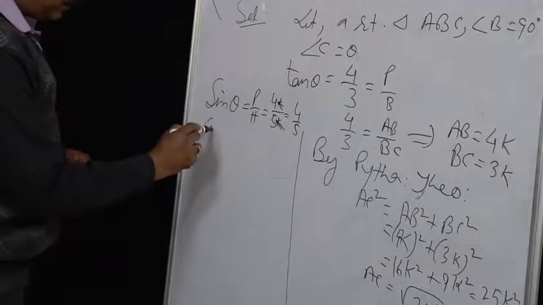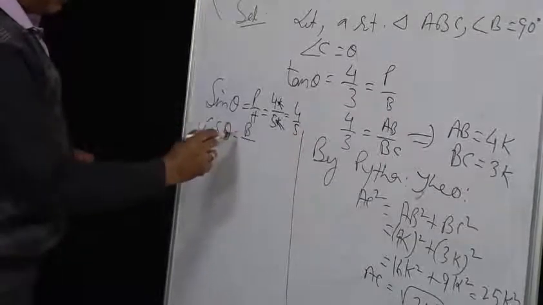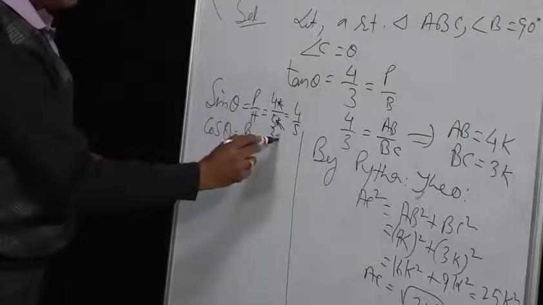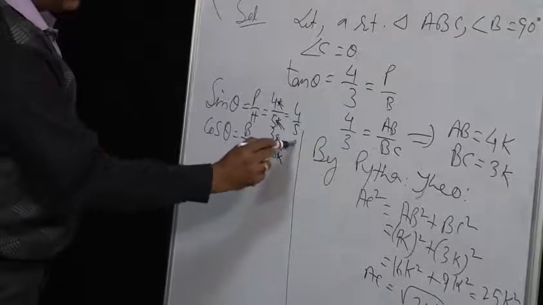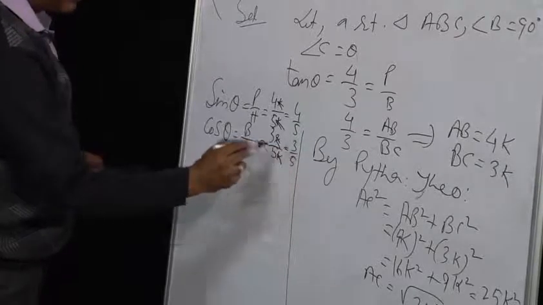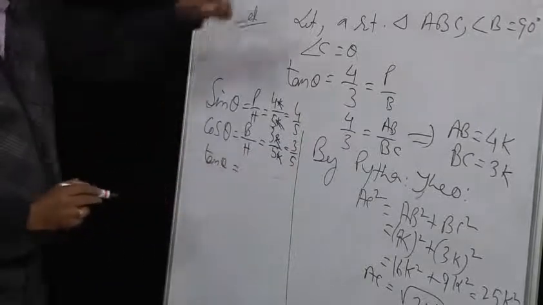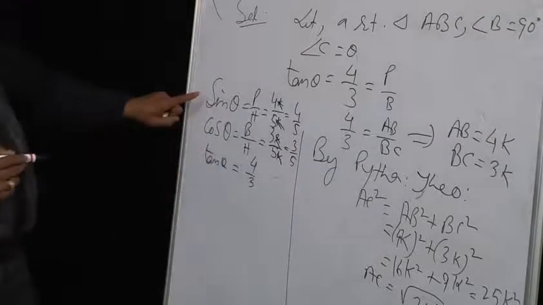Then all the T ratios we already discussed. Cos theta: base is 3K, hypotenuse is 5K. So K cancels, we will get 3 by 5. Then tan theta, it is given in the question, 4 by 3. Others are reciprocals, you already know, no?